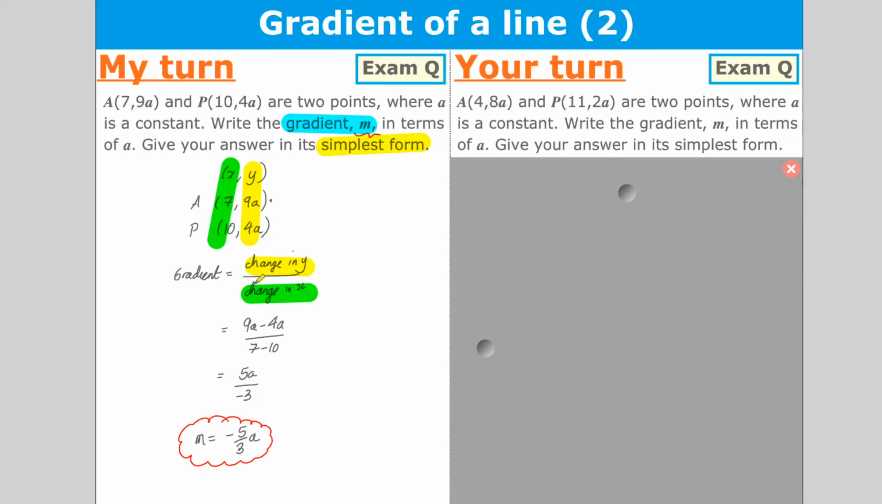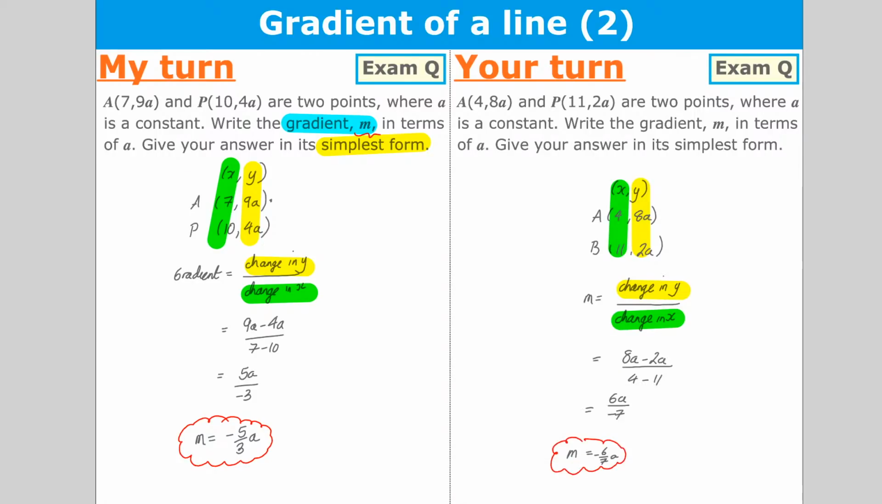Wow, some great answers coming in here. Some people are saying negative 6a over 7 or negative 6 sevenths a. Andrea, Krishni, Gogo, Harry, nice one. Let's see what I got. I don't honestly remember, but loads of you are getting the same answer. I also got negative 6a over 7 or negative 6 sevenths a. Lovely stuff.